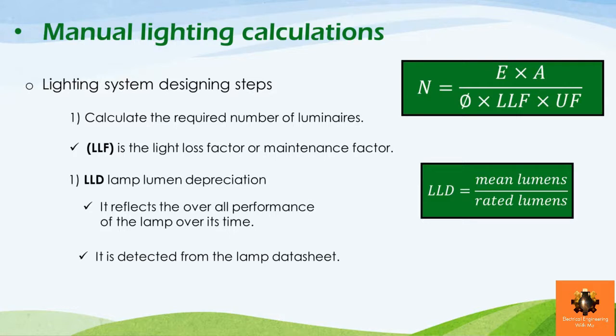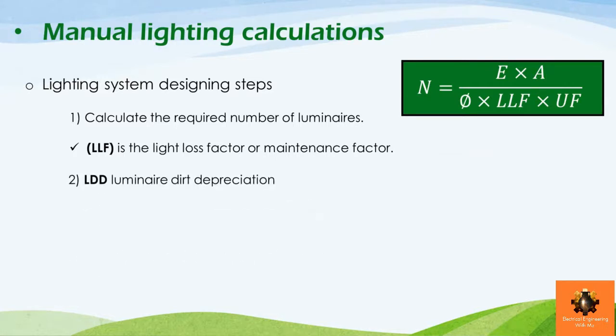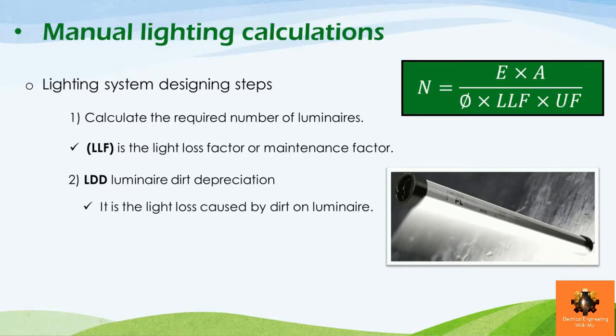Very good. Now the second factor we have is LDD, the luminaire dirt depreciation, and it measures the amount of lumens that is lost due to the dirt on the luminaire surface. This is because when dirt or dust accumulates on the luminaire surface, the output lumens will decrease. Hence, we need to consider this decrease in the lumens output of the luminaire due to the dirt effect.